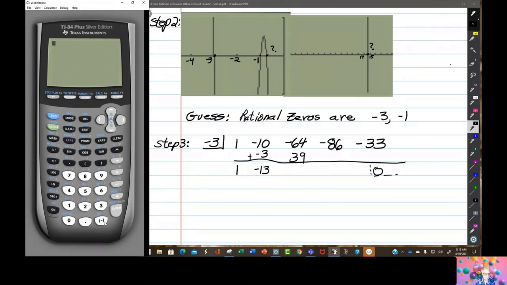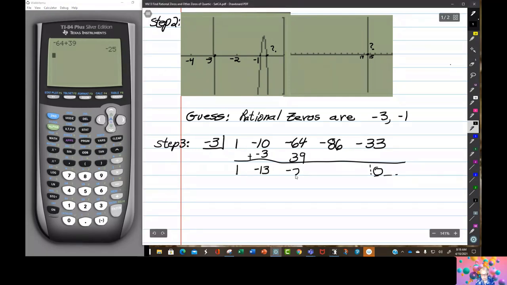Okay. Negative 64 plus 39, enter, is negative 25. Negative 25 times negative 3 is positive 75. That will be negative 11. Negative 11 times negative 3 is positive 33. Negative 33 plus positive 33 is 0. Yay!